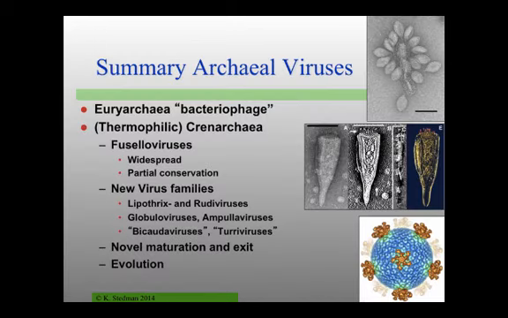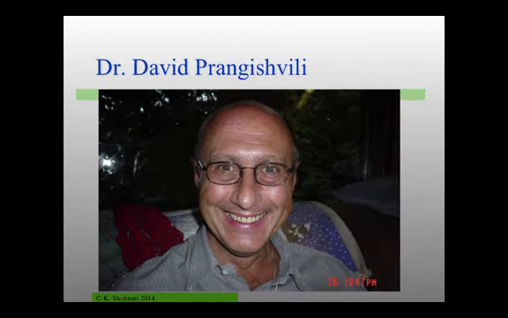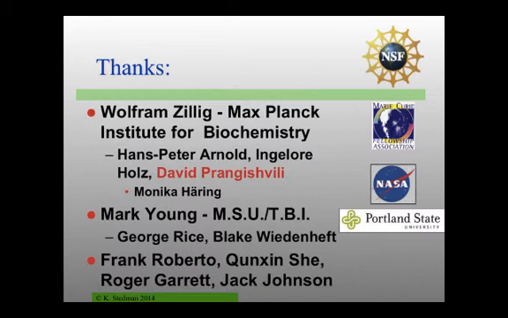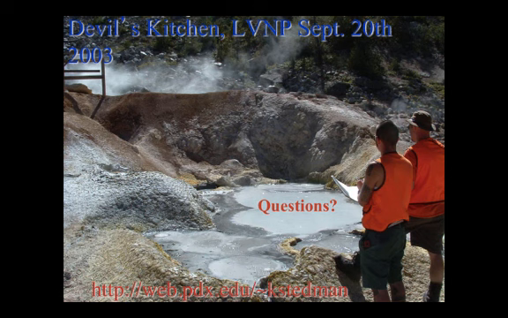Most importantly, I need to mention David Prangishvili, whose lab did basically all the work other than the Fusellovirus work that I talked about. He's at the Institut Pasteur in Paris, although for about 3 years we sat right next to each other, the same bench at the Max Planck Institute for Biochemistry in Germany, in Wolfram Zillig's lab, again, mostly David Prangishvili. And then just as a quick plug for Lassen Volcanic National Park, this is one of our sampling sites down there.